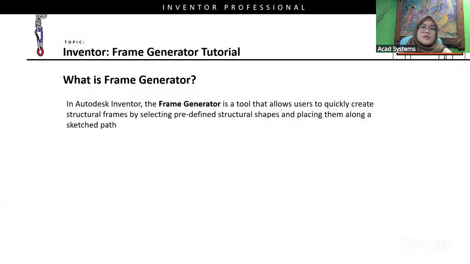So basically, what is the frame generator? In Autodesk Inventor, the frame generator is a tool that allows users to quickly create structural frames by selecting predefined structural shapes and placing them along a sketch path. So the sketch path here refers to skeleton. So the skeleton is the part that we will sketch later in parts.